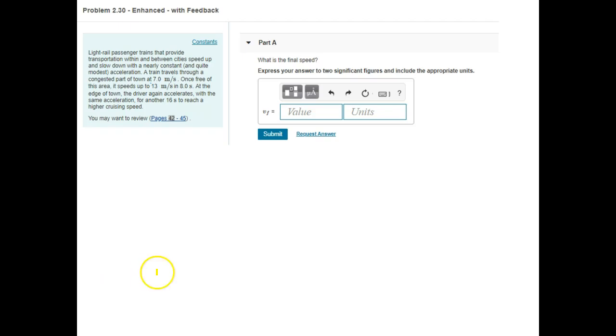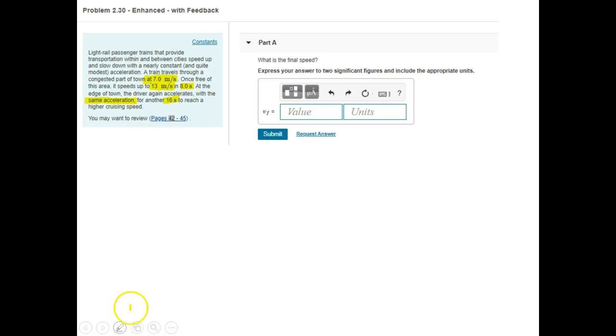highlighter to work. Okay, so right at this point, it's telling you the initial velocity. It's saying, hey, it's going through the town at that speed. And then once it's free of that, it accelerates. This is the final velocity. It accelerates to 13 meters per second, and this is your delta t. At the edge of town, the driver again accelerates with the same acceleration. So if it's accelerating with the same acceleration, then you need to find the acceleration that it did through this. And it gives you a delta t of 16 seconds to reach the higher cruising speed.